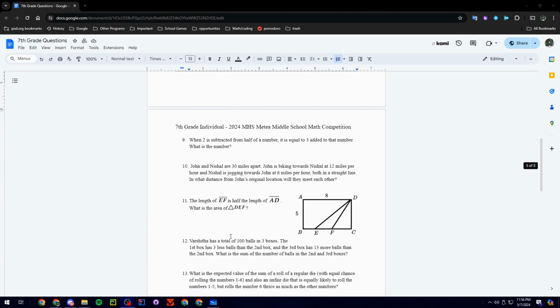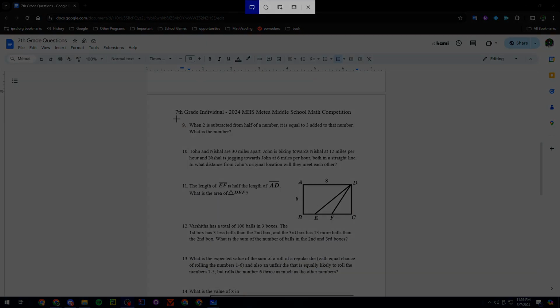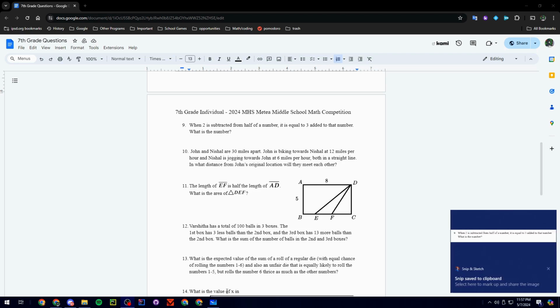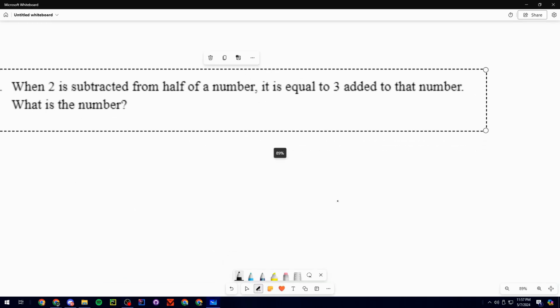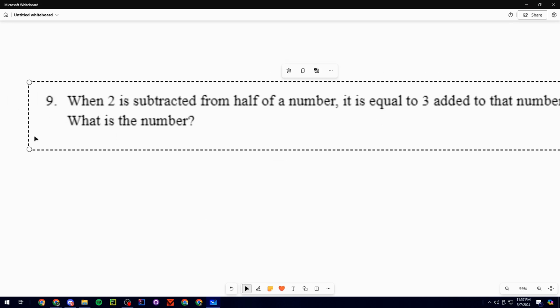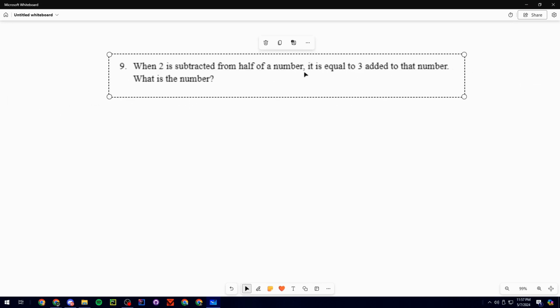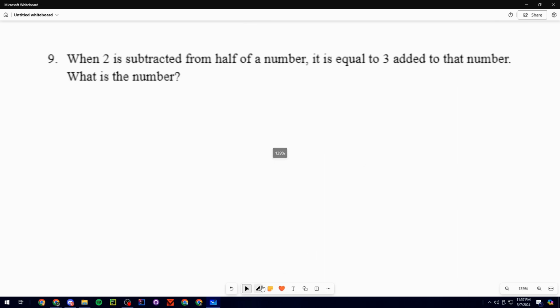Okay, so page 2. When 2 is subtracted from half of a number. This is just another one of those where you take the words and form them into an equation. So you have a number, I'm just going to call it n. So n over 2 is half that number. If you also want to think about it, look for keywords, right? Half means division or multiplication. Subtracted and added just mean subtraction or addition, right?